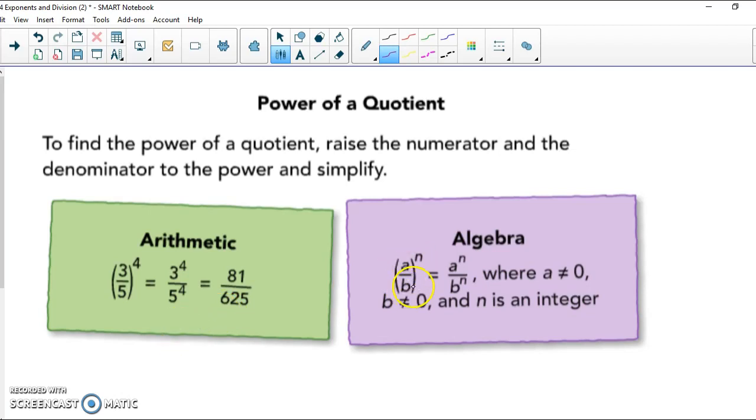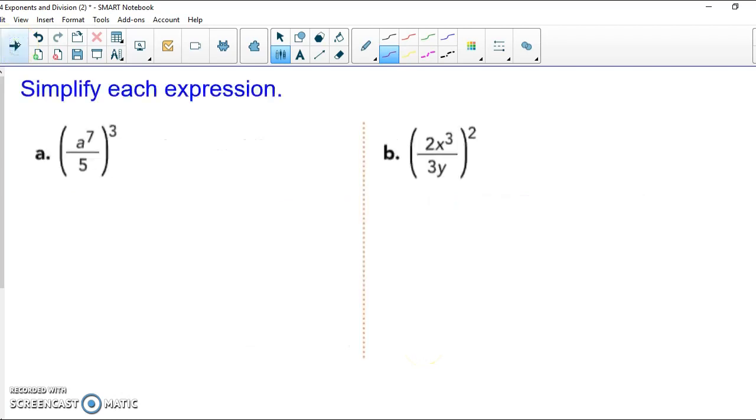In algebra, if we're just using variables and I have a over b to the nth power, then I can raise a to the nth and divide that by b to the nth power. So let's try it out here.